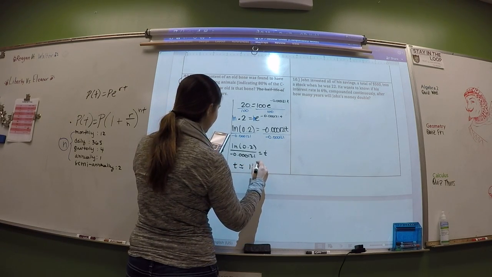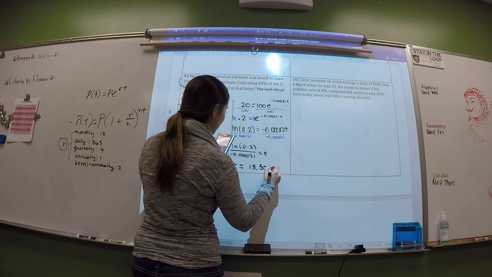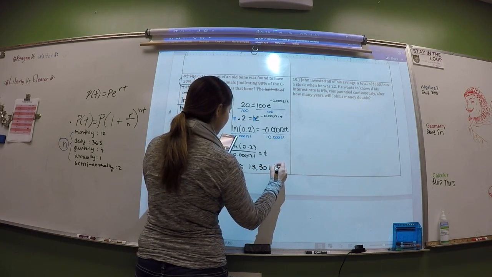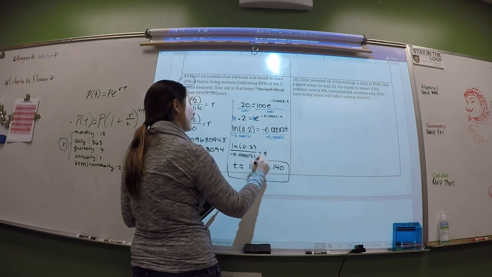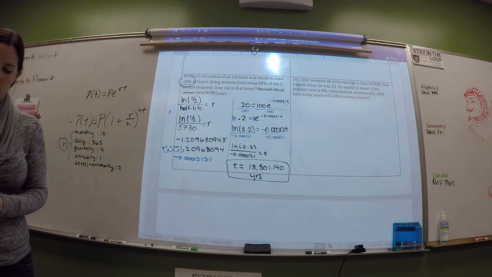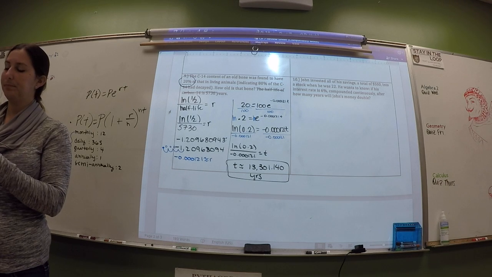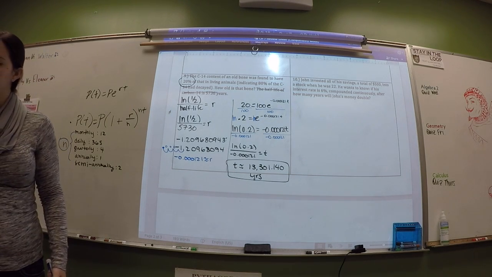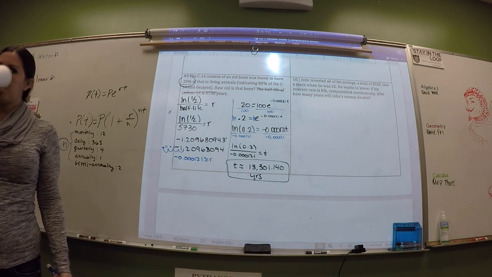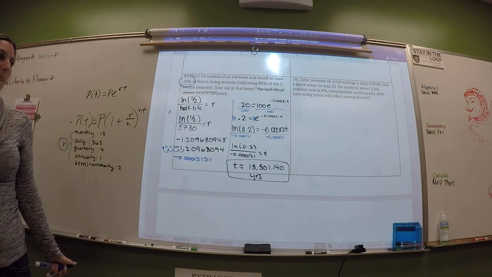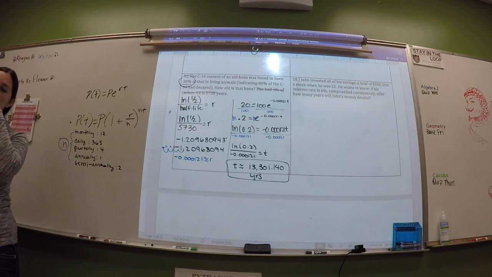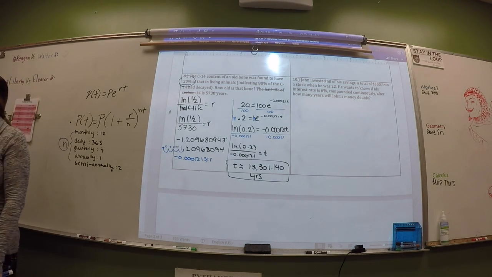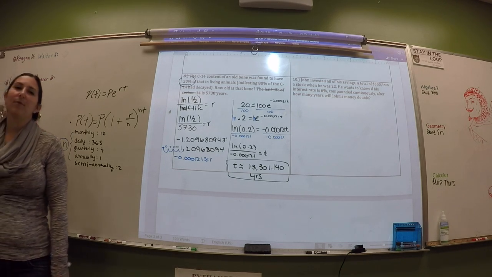So 13,301 years, 0.140 if you're rounding to 3 decimal places. Okay. So, like I said, I'm guaranteeing one of these on your test, so at the very least, memorize how to do it, even if you don't fully understand.